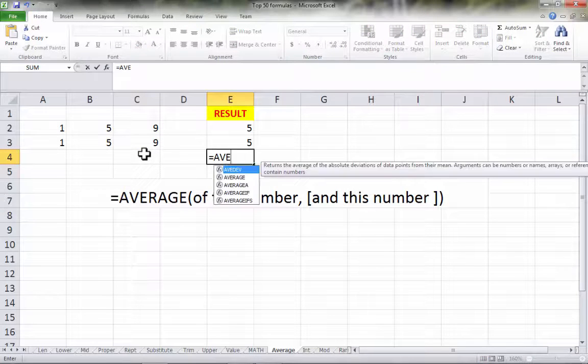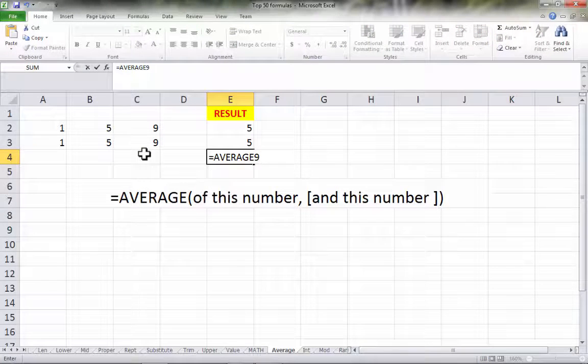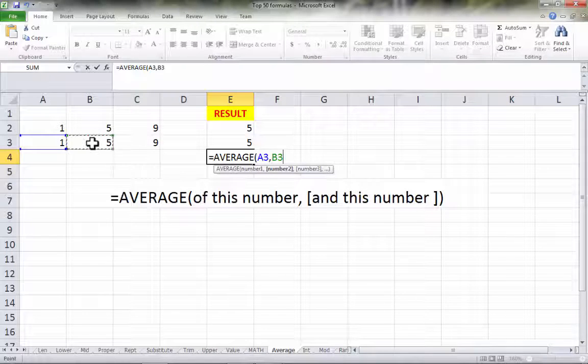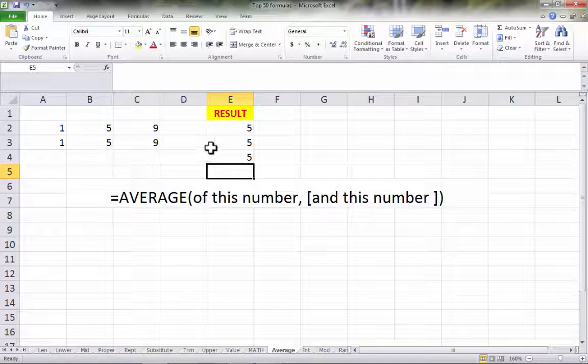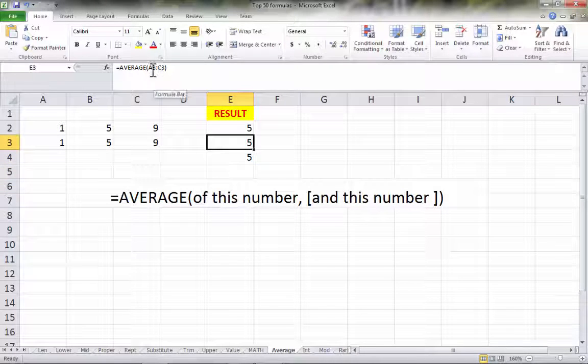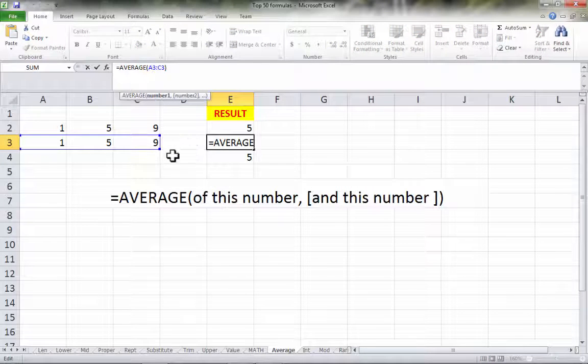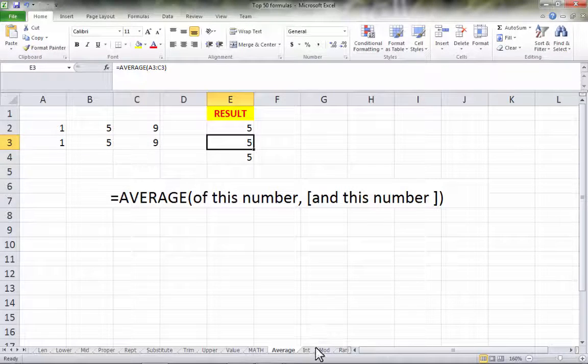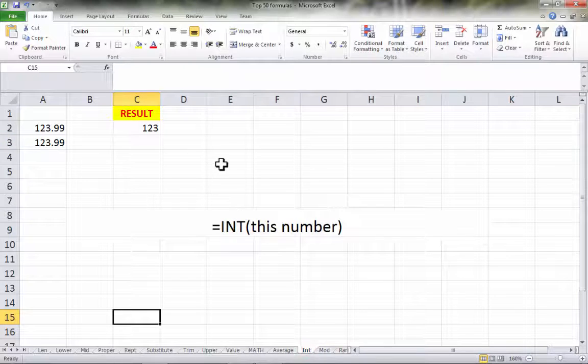Just to show you a different way, I'm trying out average again, and then let's click each of the cells one by one. So that's this one, and this one, and this one, and it will give you the same result. So A3, B3, C3, those are individual cells, as compared to this one, which is a range of cells. So that's average.